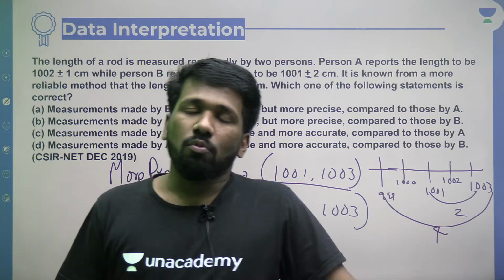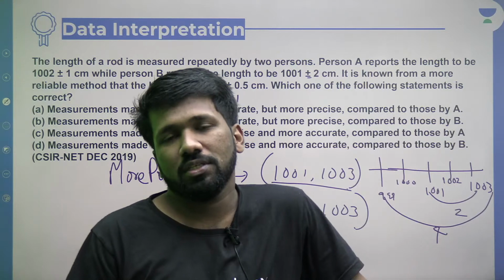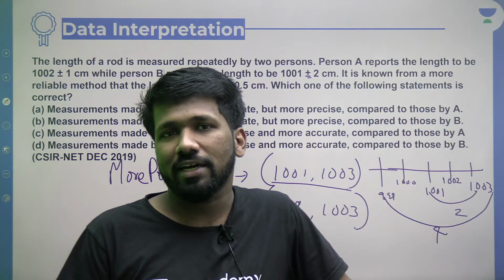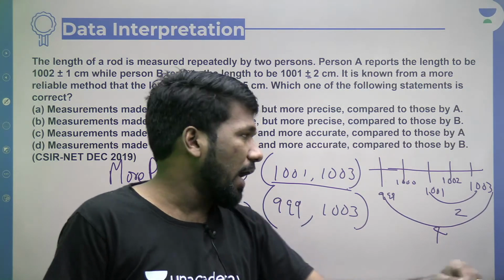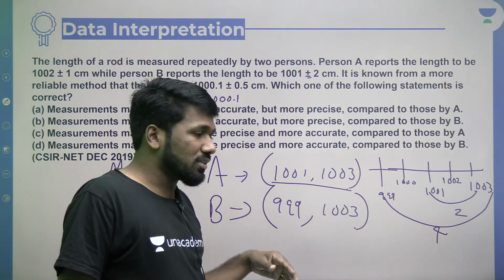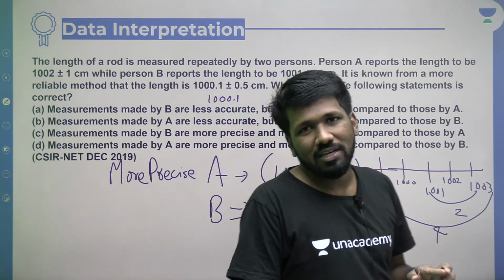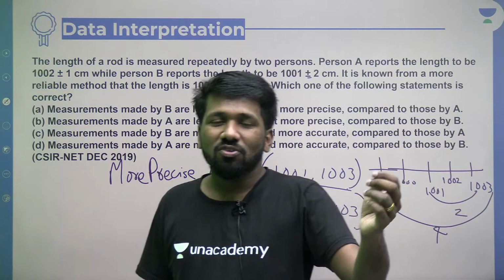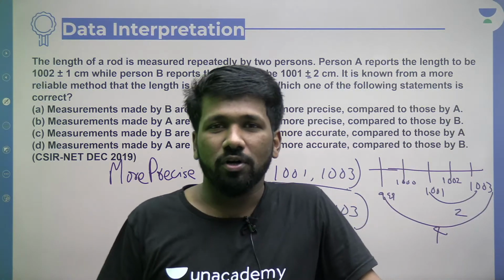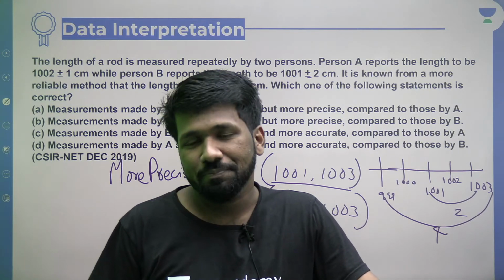More precise. And moreover, precision has nothing to do with the correct answer. The accurate or correct answer is 1000.1. If your answer is away from the correct answer, you can still be precise. You may recollect some friends in your childhood who don't know the answer at all, but they will precisely say an answer.